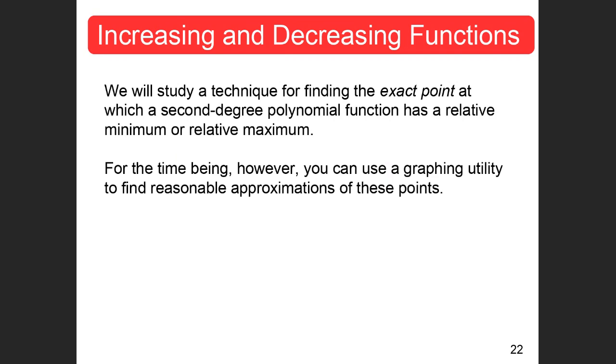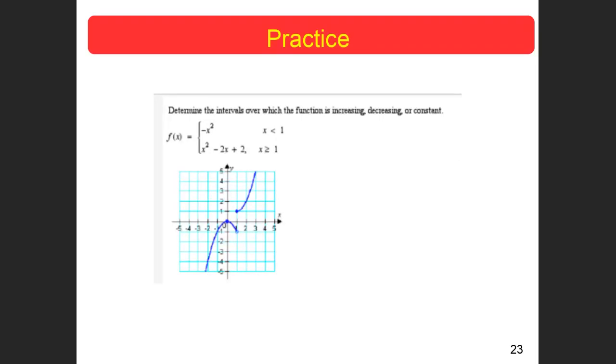We will study a technique for finding the exact point at which a second-degree polynomial function has a relative min or relative max. For the time being, however, you can use a graphing utility, so use Desmos to figure out max and mins. In this problem, it says determine the intervals for which the function is increasing, decreasing, or constant.